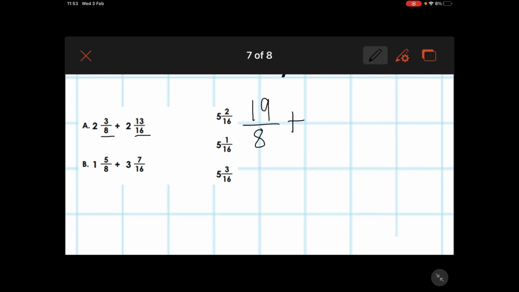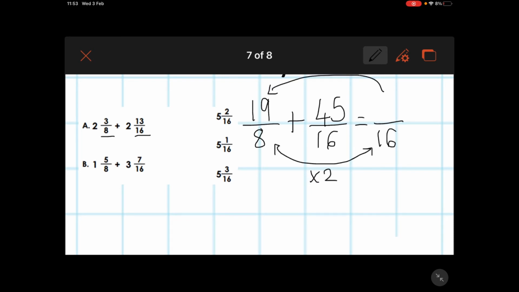Now on the second mixed number fraction, I have a denominator of 16 and I have a whole number of 2. 2 lots of 16 is 32, and then if I add 13 from my numerator, that should give you an answer of 45. 45/16. Now I'm going to give them both a common denominator, and the lowest one is 16. What did I do to 8 to get to 16? I multiplied it by 2. Do the same to the numerator.